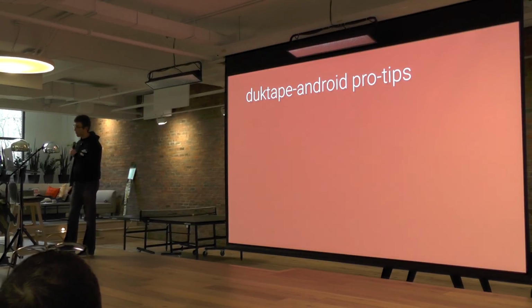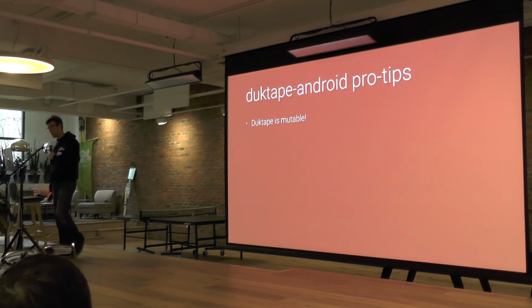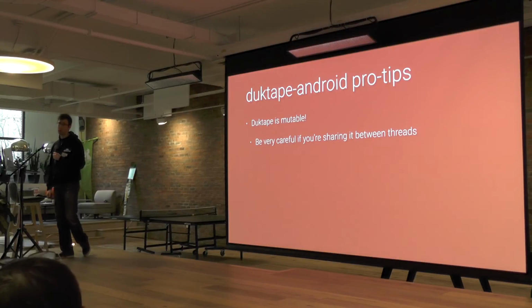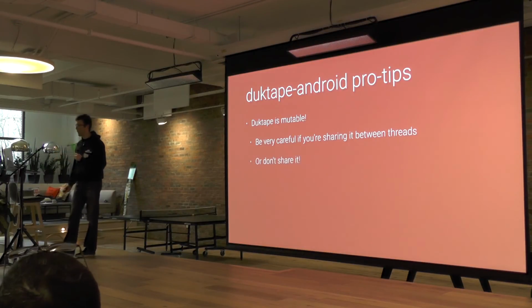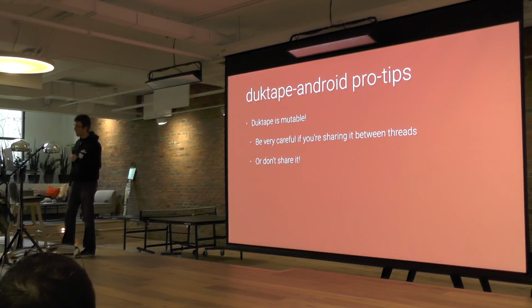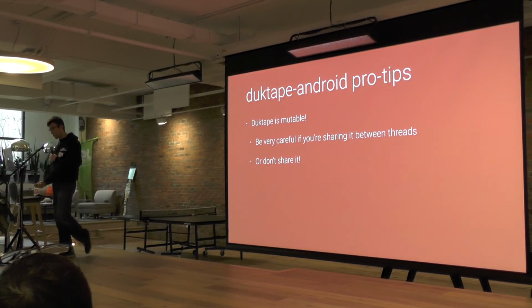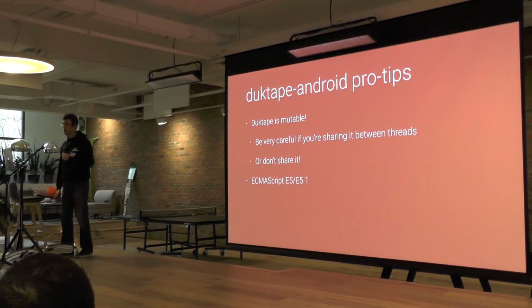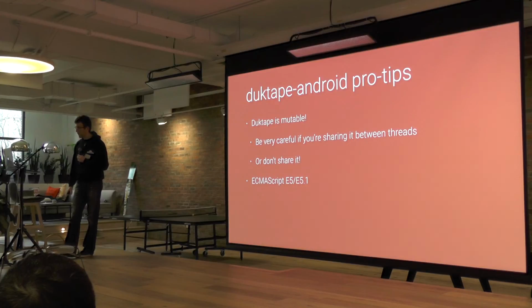So I'll leave you with some Duct Tape Android pro tips. Duct Tape is mutable, so be careful if you're sharing it between threads, or better yet, don't share it. We have a dedicated looper that we run all of our Duct Tape code on. And Duct Tape is still using ES5 and 5.1, so you don't get any of the fancy new 6 features currently.